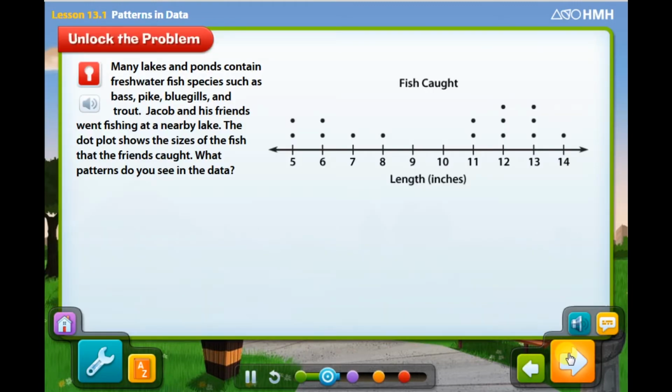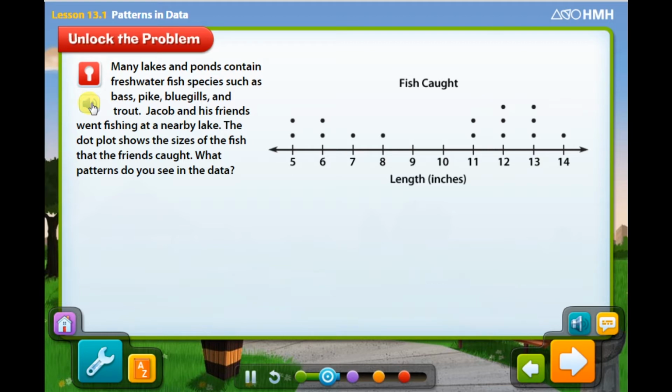Let's look for patterns in data from a dot plot. Let's read the first example together. Many lakes and ponds contain freshwater fish species such as bass, pike, bluegills, and trout. Jacob and his friends went fishing in a nearby lake. The dot plot shows the sizes of the fish that the friends caught. What patterns do you see in the data?